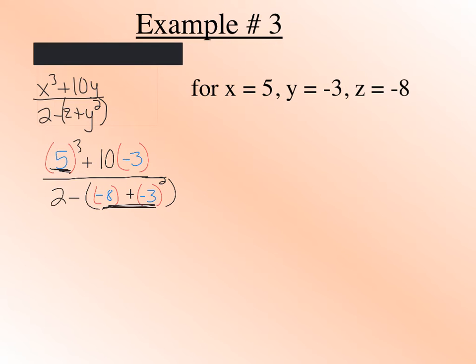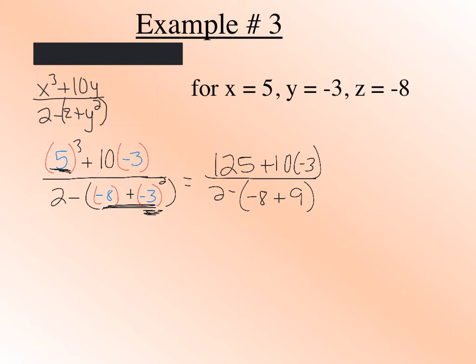So I'm going to save space and actually do both of these at once, since you technically have to simplify the entire numerator and the entire denominator separately, before you can actually do the final step of division. So 5 cubed on top should be 125 plus 10 times negative 3. On bottom, I'm going to keep that 2 minus, and in parentheses, I'm actually going to do my exponent first. So this is still going to remain a negative 8, and then negative 3 in parentheses squared is positive 9, so I have negative 8 plus 9.